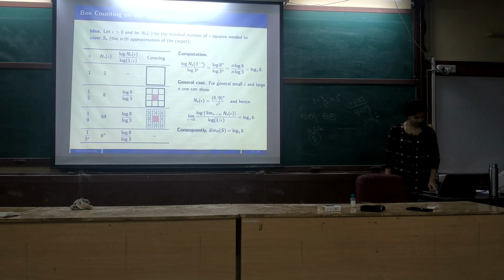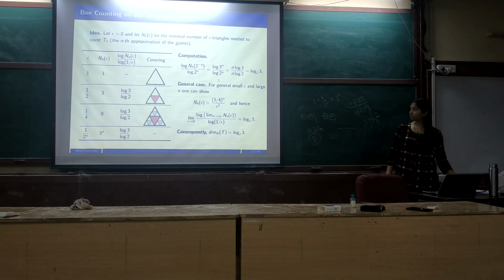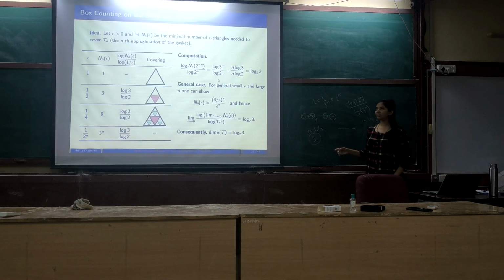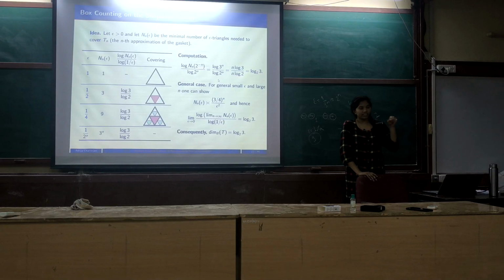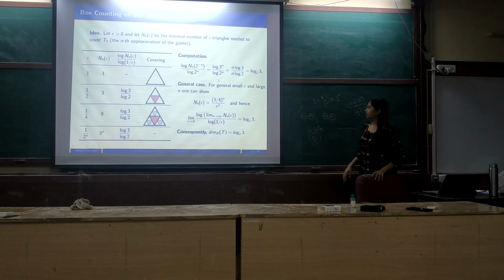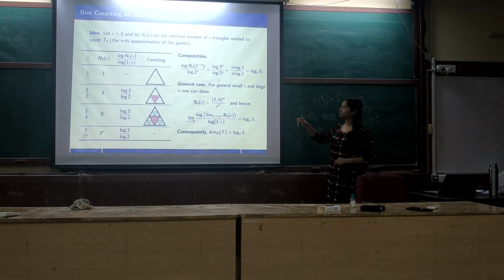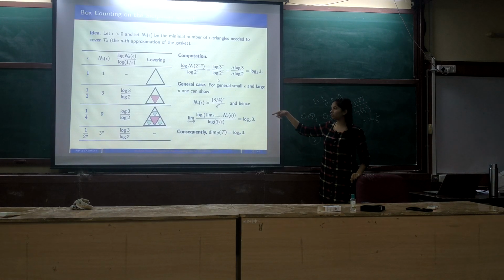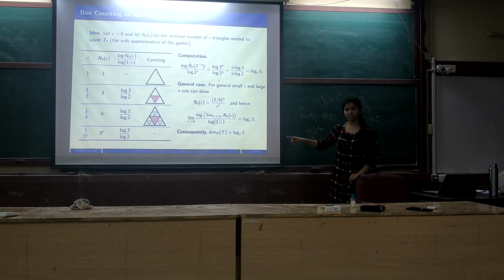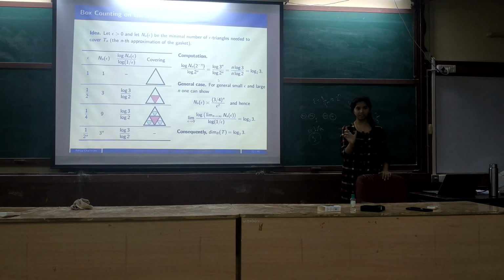So for the triangle, previously we covered 8 power n squares with boxes of side length 3 power minus n. Now we are covering 3 power n triangles, because at each step the number of triangles keeps getting multiplied by 3. So you are covering 3 power n triangles with boxes of side length 2 power minus n.